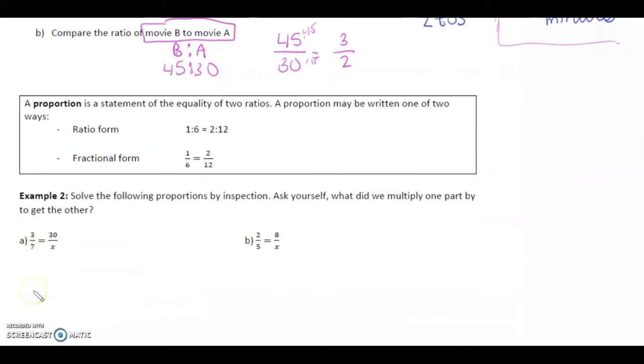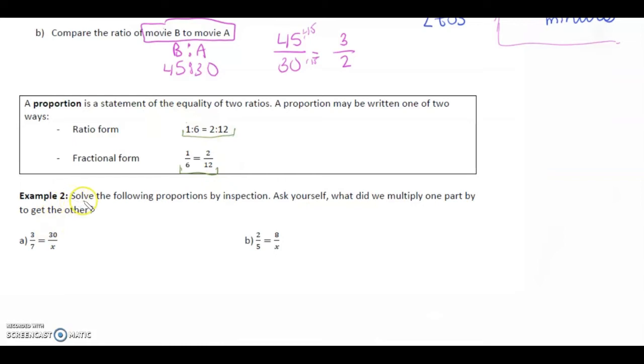Okay, a proportion is a statement of the equality of two ratios. So a proportion may be written one of two ways. We can either write it in ratio form, which is like 1 to 6 equals 2 to 12. Or we can write it in fractional form, which is what we just did. We started in ratio, we converted to fraction, worked with it, and then converted it back into a ratio. So fractional form would be like 1/6 equals 2 over 12. And again, these are equivalent fractions. 1 to 6, 2 to 12, also equivalent.